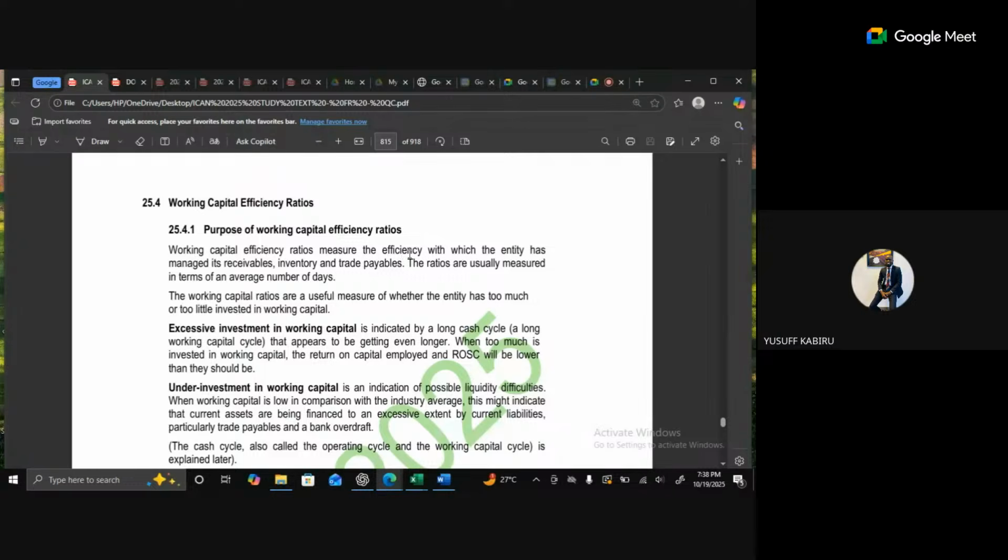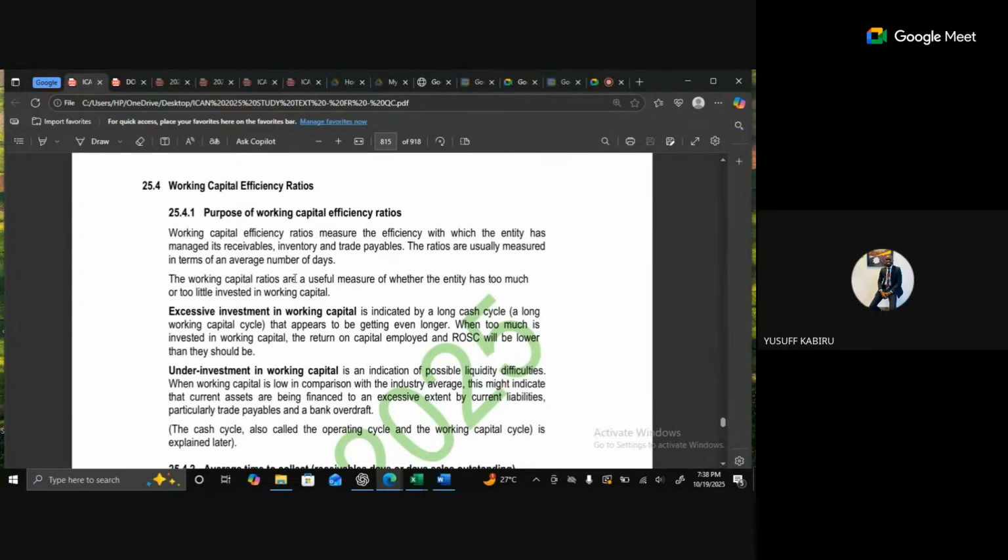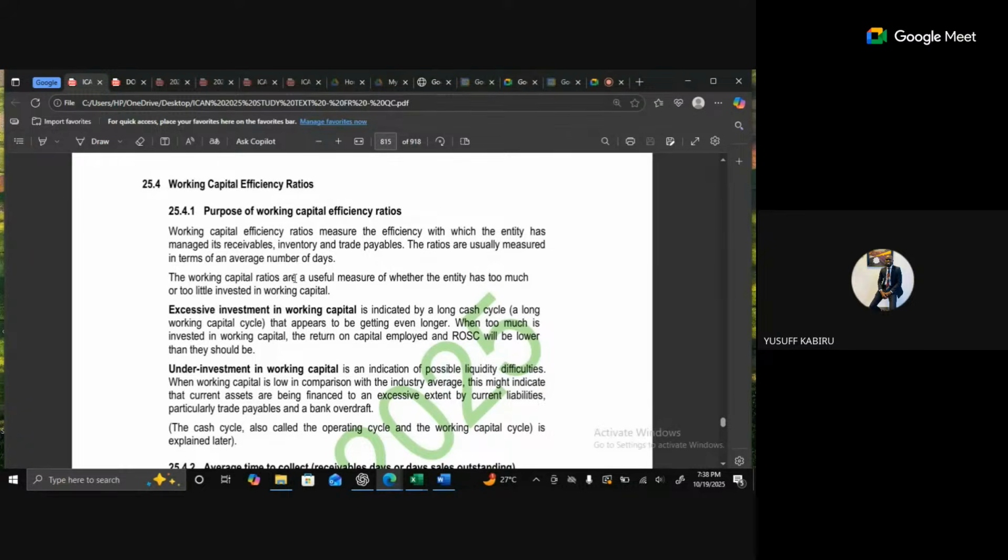So working capital ratios measure the efficiency with which the entity has managed its receivables, inventory, and trade payables. And these things are the elements of working capital. So you're just trying to look at how effectively and efficiently an organization has been able to manage their receivables, their inventory, and trade payables. That is what the working capital ratio basically looks at, right? So if they are painting a scenario, and the way they structure it looks like the management just wants to know the flow of their working capital or the efficiency of that working capital.